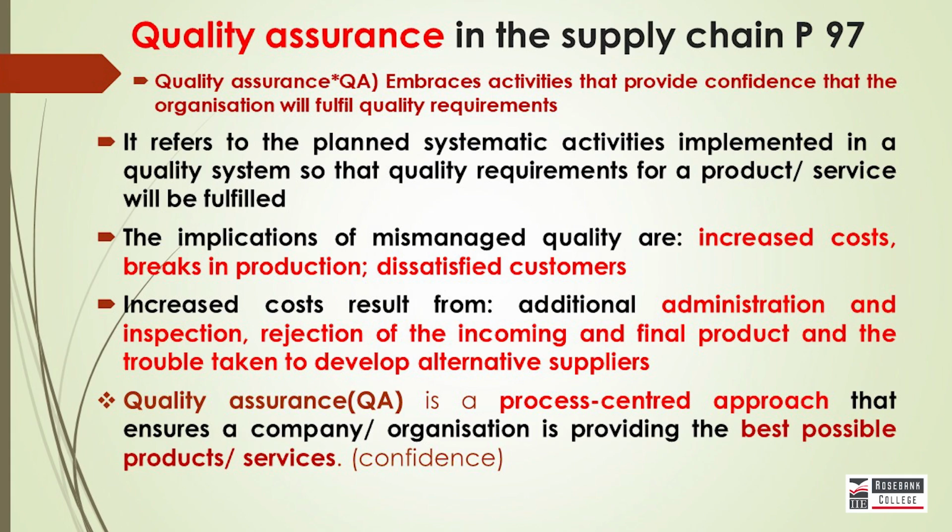Moving on to the next slide, quality assurance in the supply chain. This refers to the planned, systematic activities implemented in a quality system so that quality requirements for a product or service will be fulfilled. It is a process-centered approach that ensures that a company or organization is providing the best possible products and services.